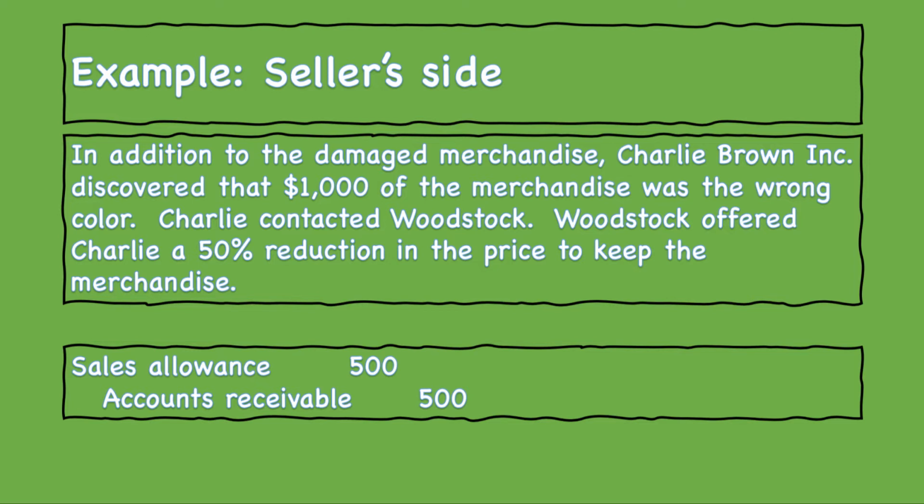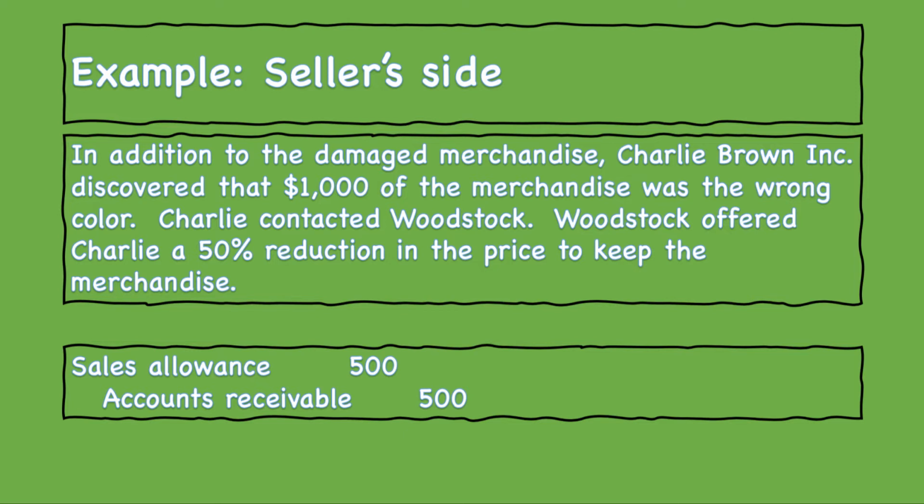In addition to that damaged merchandise, Charlie Brown Incorporated discovered that $1,000 of that merchandise was the wrong color, right? I think we said we wanted ruby red, and they sent us hunter green, right? So Charlie Brown Incorporated contacts us at Woodstock. They say, hey, you sent us the wrong color. We don't want it. Well, we at Woodstock, we're savvy. And we say, hey, you know what, Charlie? Would you be willing to keep that merchandise if we gave you an allowance, meaning we gave you a reduction in the price to keep that merchandise?